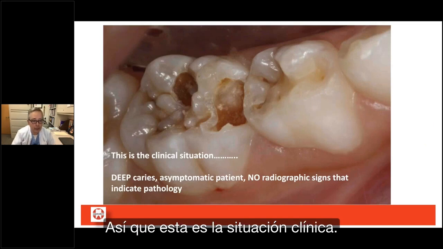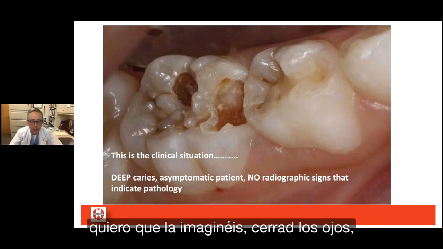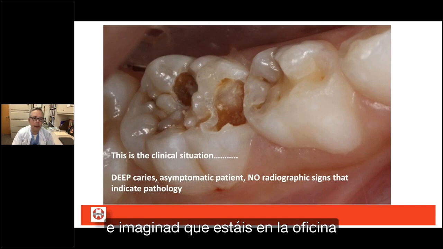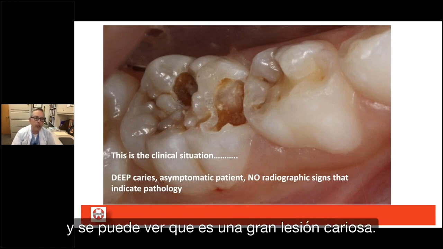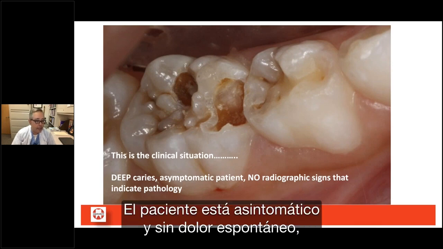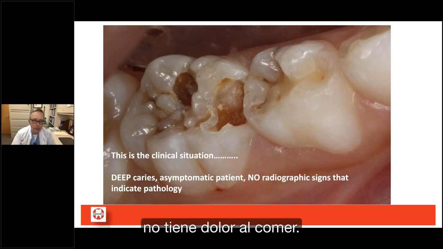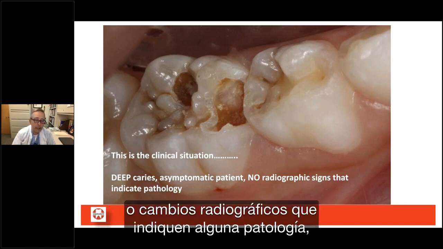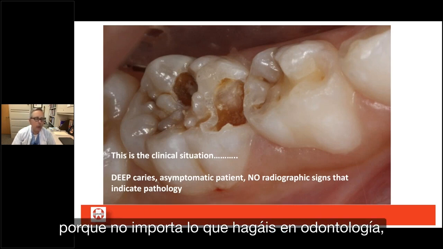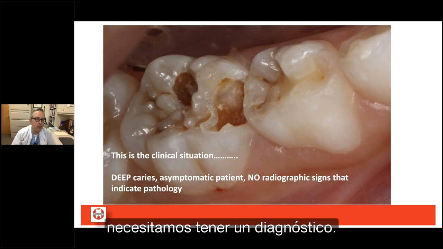So this is the clinical situation. I want you to close your eyes and imagine that you are in the office and you have this patient, and you can see that it's a large caries lesion. The patient is asymptomatic, with no spontaneous pain, no pain in the middle of the night, no pain eating. Then you take a radiograph, and you don't see any radiographic changes that indicate any pathology, because no matter what you do in dentistry, we need to have a diagnosis.